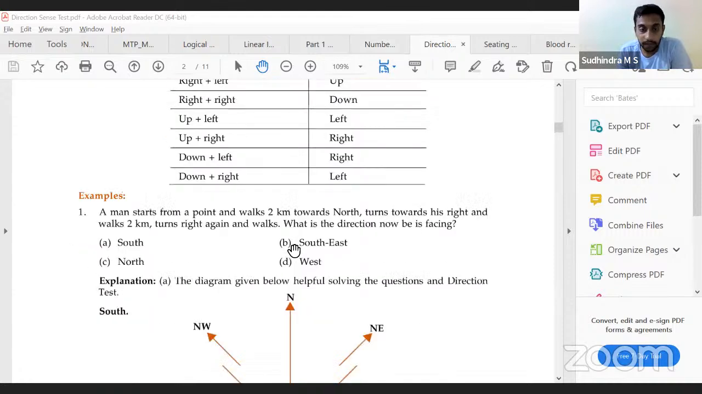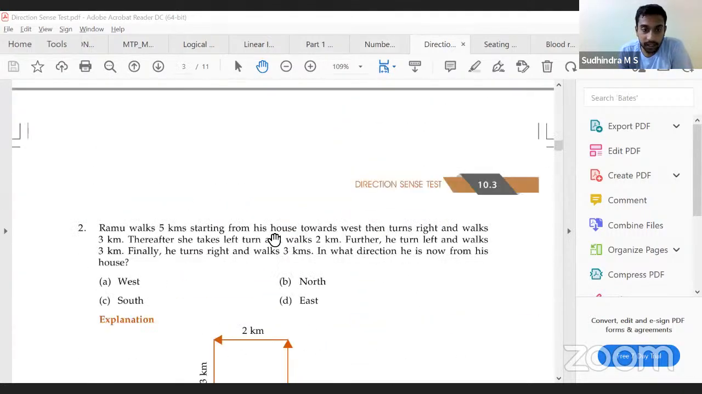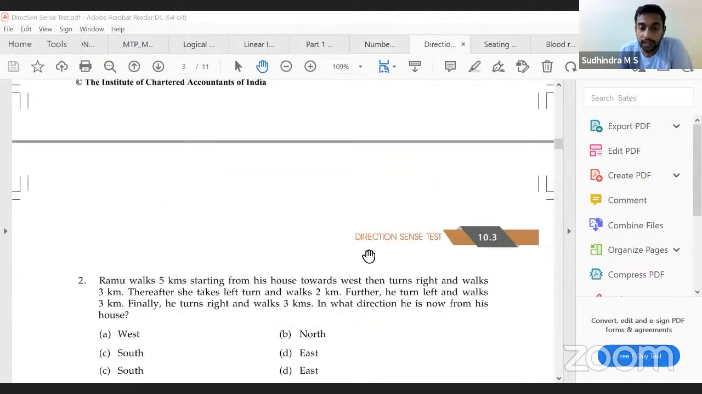Then Ramu walks 5 kilometers starting from his house towards west, then turns right, walks 3 kilometers. Thereafter, he takes a left turn and walks 2 kilometers. Further, he turns left and walks 3 kilometers. Finally, turns right and walks 3 kilometers. In what direction is he now from his house? West.